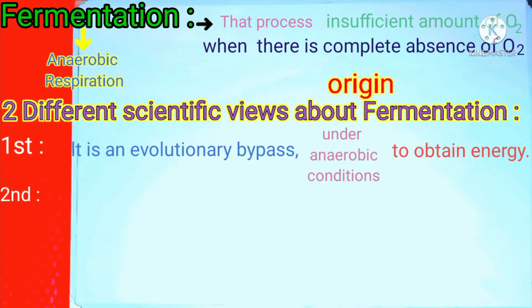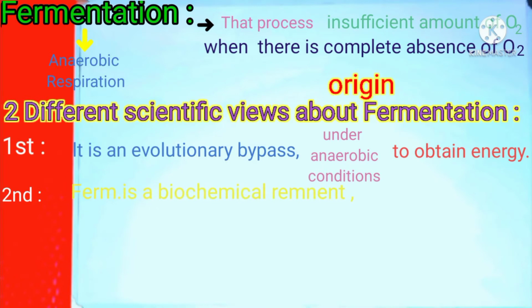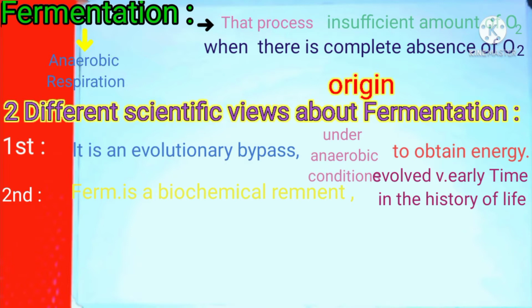The second scientific view about the origin of fermentation is that fermentation is a biochemical remnant, because it evolved very early in the history of life. During that time, the Earth's atmosphere contained no oxygen. So in the absence of oxygen, or in the presence of a very small amount of oxygen, the organisms obtained energy from the fermentation process. So these strong evidences are known about fermentation.